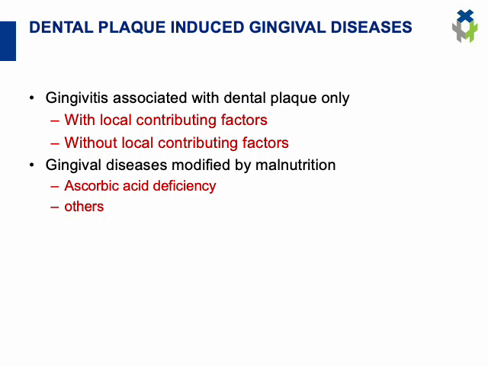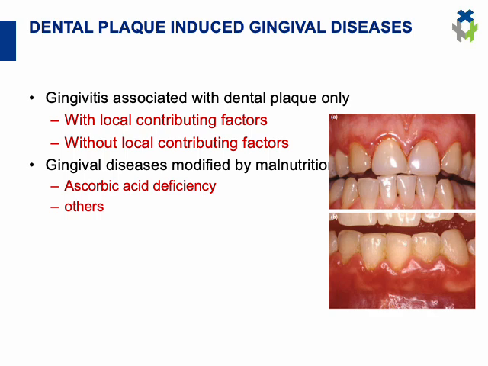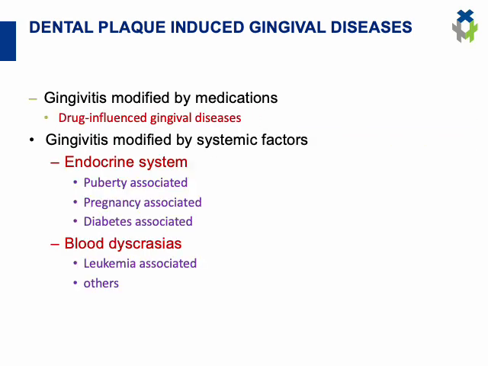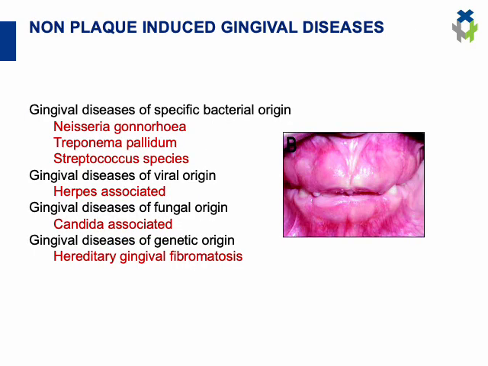Dental plaque-induced gingival diseases. Under that, gingivitis associated with dental plaque only, subclassified with local contributing factors, without local contributing factors. Gingival diseases modified by malnutrition are ascorbic acid deficiency and others. Gingivitis modified by medications, example, drug-influenced gingival diseases. Gingivitis modified by systemic factors. Under endocrine system, it can be puberty associated, pregnancy associated, diabetes associated, and the blood dyscrasias, leukemia associated.